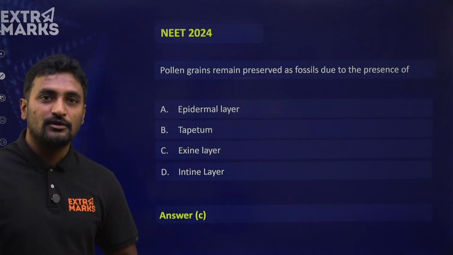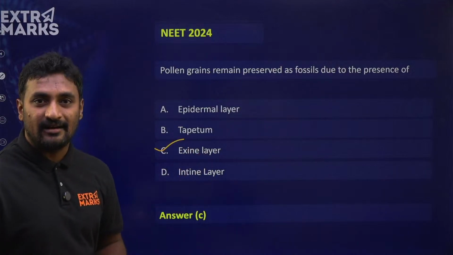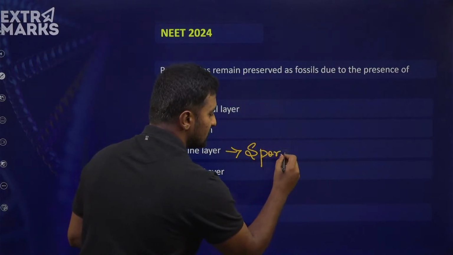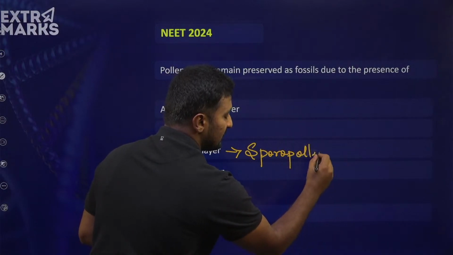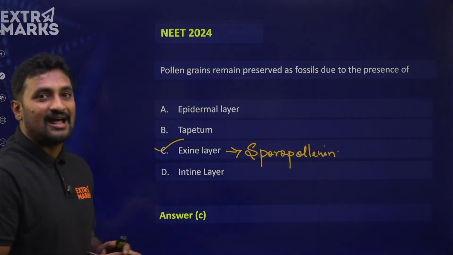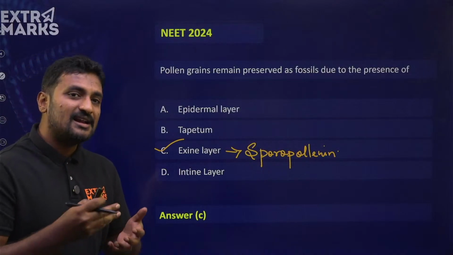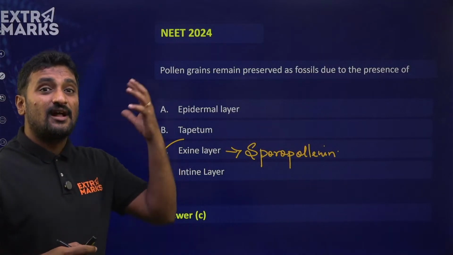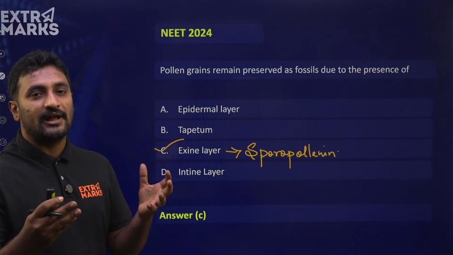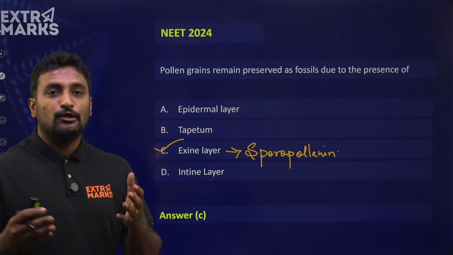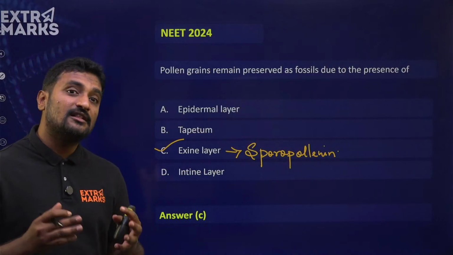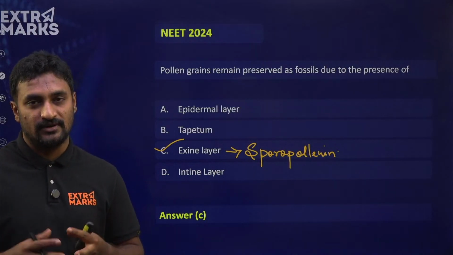Yes, absolutely right. The answer is exine layer, all thanks to that highly resistant chemical substance sporopollenin, which keeps the pollen grain alive for many years. There are some plants where the pollen grains are excavated even after 10,000 years. If you talk about one of the plants called Lupinus arcticus, the pollen grains were excavated after 10,000 years and plants were successfully generated.